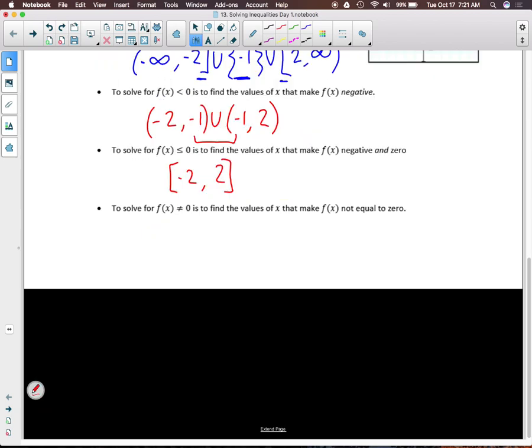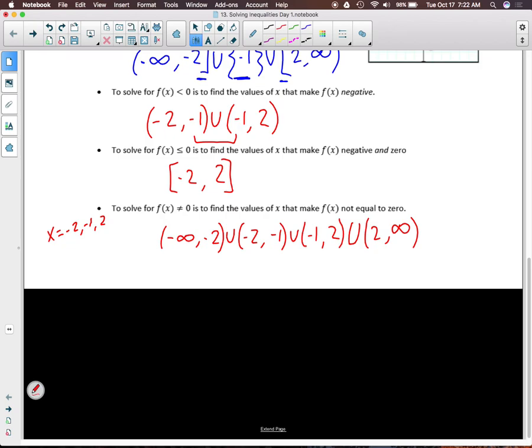If we want to do this last one down here, we want to figure out when it is just not equal to 0. So we basically just exclude all the zeros. If the zeros are at -2, -1, and 2, I'm just going to exclude those. So I'm going to go -infinity to -2, excluding -2, up to -1, excluding -1, up to 2, almost messed up, 2, infinity, and now we have when f of x does not equal 0.